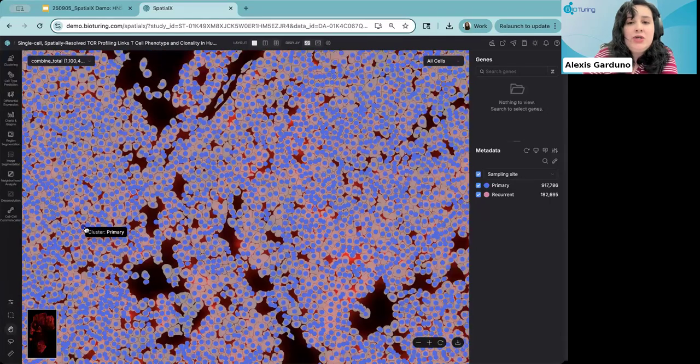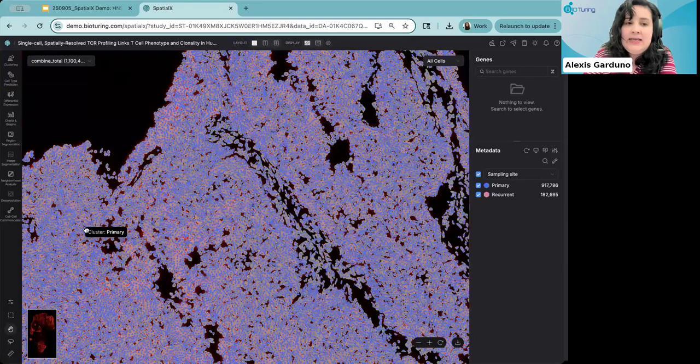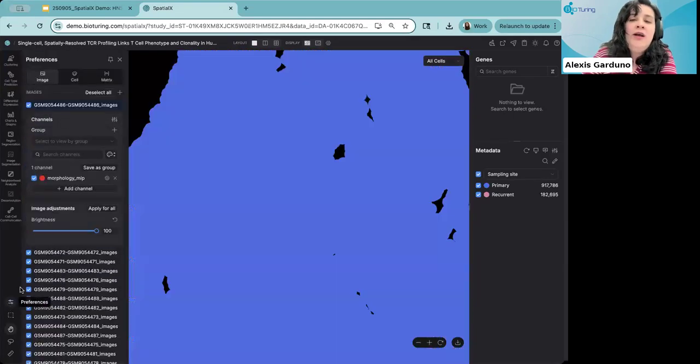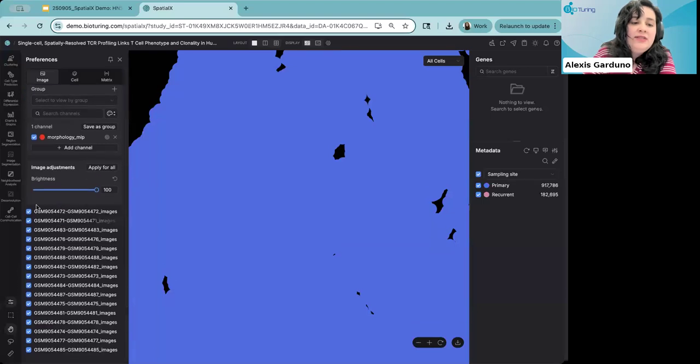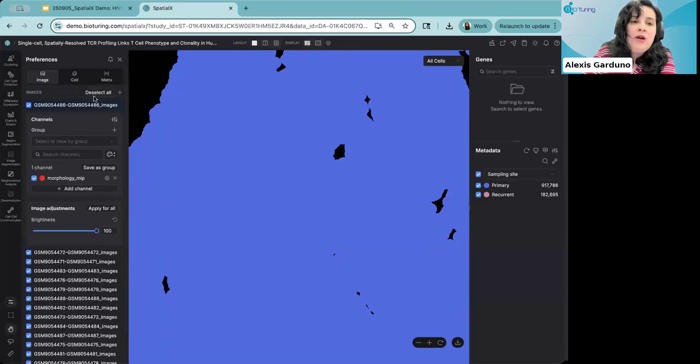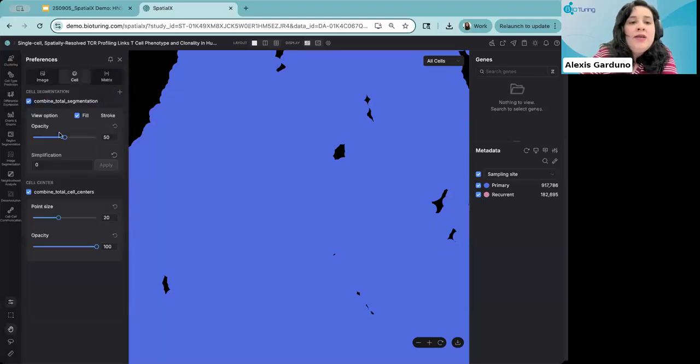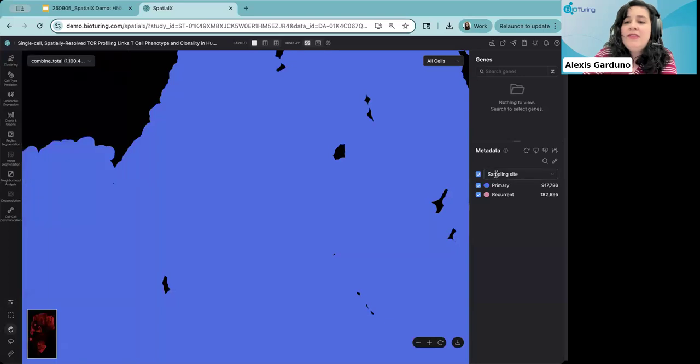In order to interact, when you're accessing any study in the database, you need to make sure that all these different preferences and keys are turned on, or the different channels are turned on, so that you're able to visualize these different samples. You can see here, this study has many different images. I want to make sure that I'm looking at all the images within that study. I want to make sure as well that the cell segmentation is combined so that I'm able to see it across all the different samples, whether it's primary or recurrent tumors, or if they have different treatments.